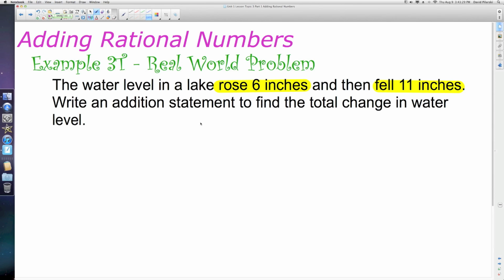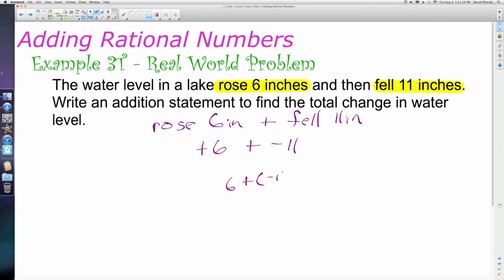So taking a look at this, writing an addition statement, we want to write an expression for rose 6 inches, plus fell 11 inches. Well, rose 6 inches is represented by positive 6. And we have to add that to fell 11 inches, which would be a negative 11. We can simplify this a little bit because we don't need that plus sign there. Ultimately, this would be 6 plus negative 11. And it is definitely proper for you to put parentheses around that negative sign to separate it from the addition sign. So this would be the addition statement that we would use to find the overall change in water level here.